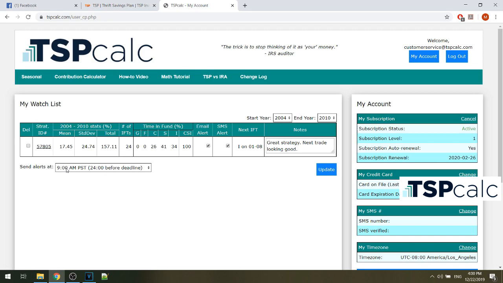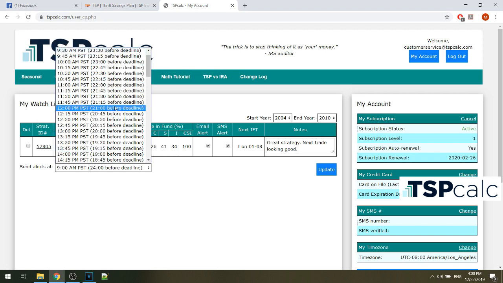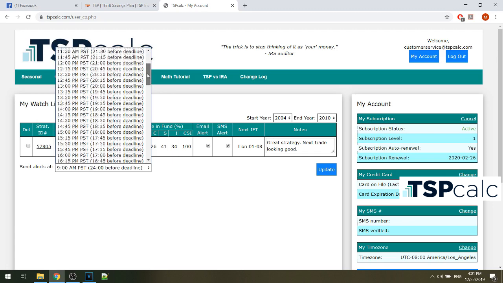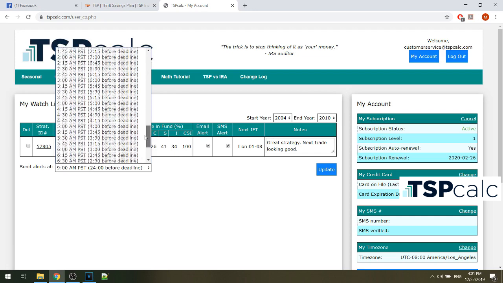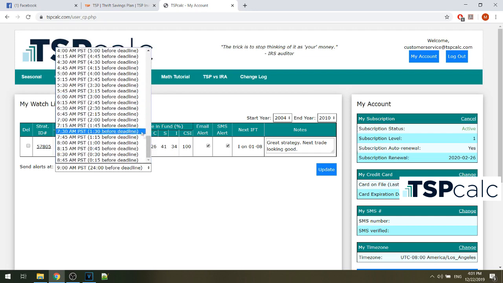12 p.m. noon Eastern time, which is equivalent to 9 a.m. Pacific time. All right? And I can go later than that. 24 hours is the earliest that TSP Calc will send you an alert, but you can get it in 15-minute increments up to whenever you want.